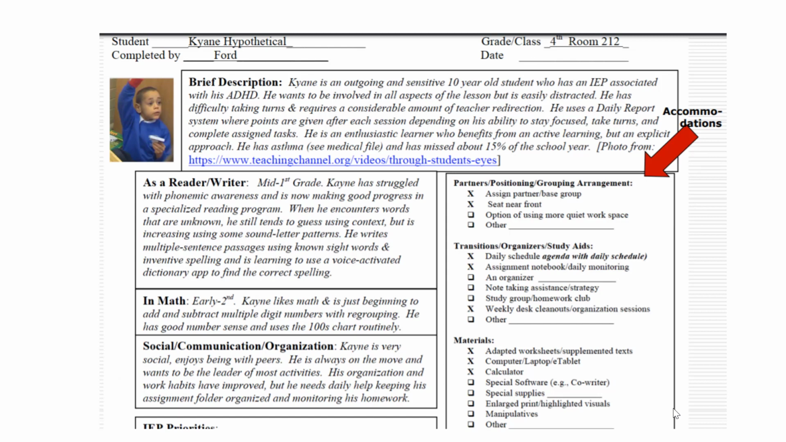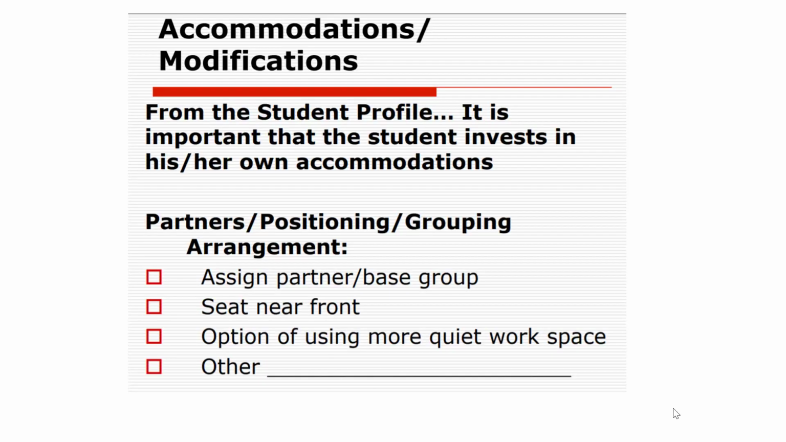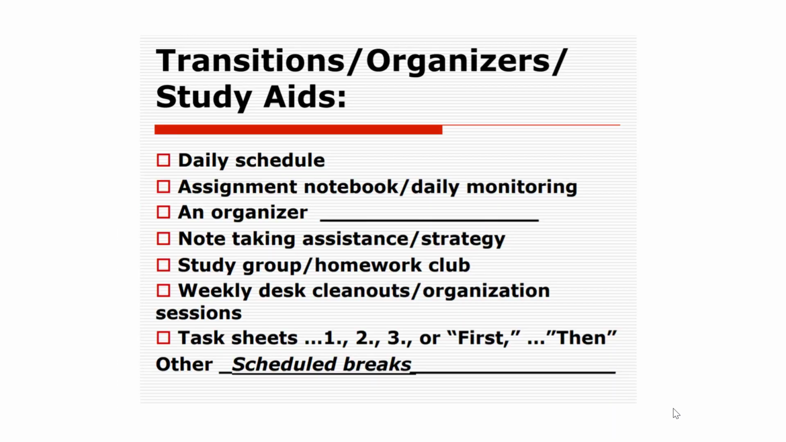Our hypothetical student is Keon. He has several accommodations related to partners, positioning, transition and organization, as well as materials. You can access his portfolio sheet on Canvas. Under accommodations, some possible ways that we could differentiate our instruction to meet Keon's needs could focus on assigning partners, where his seat is located, and having the option of using more quiet workspace.